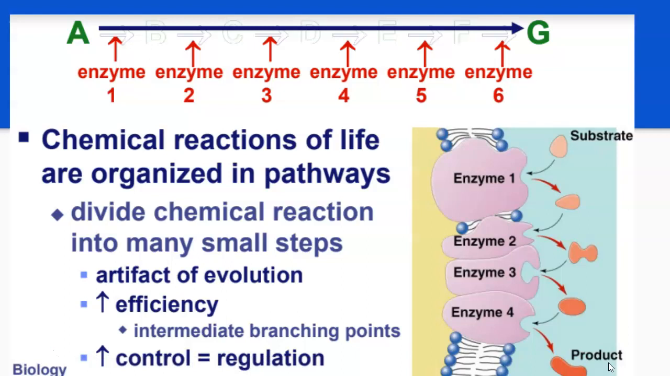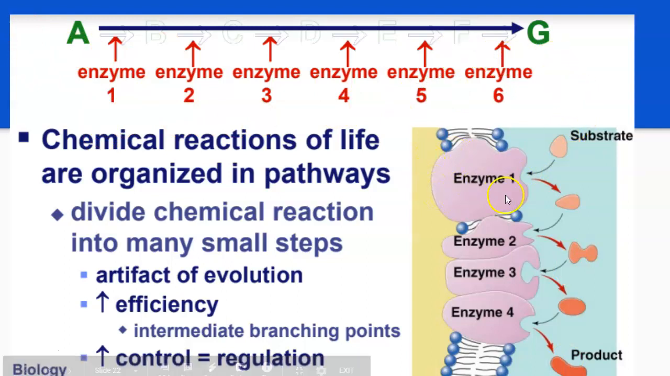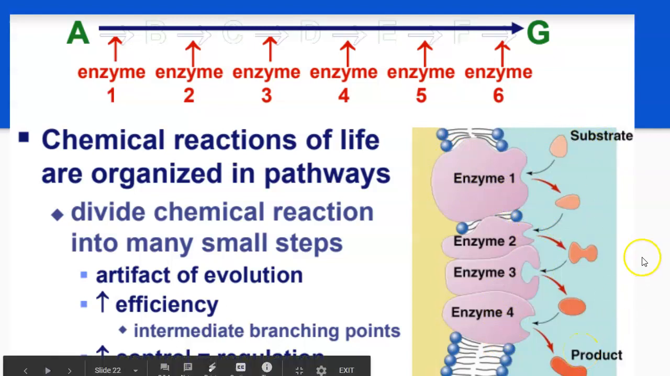A lot of times the chemical reactions of life are organized in pathways. There are a lot of tiny steps involved to get from one major thing to another. When we start to learn about cellular respiration, there are a lot of steps. As you can see across the top, there might be 6 enzymes in getting from A to G, or there might be a lot of enzymes in the membrane that go from having our initial substrate to whatever final product it may be.